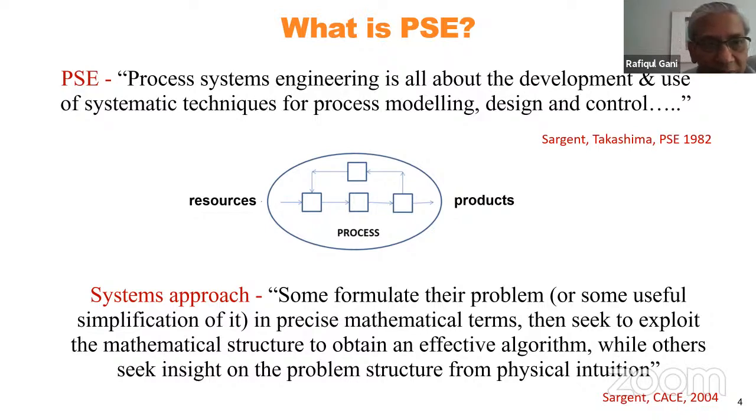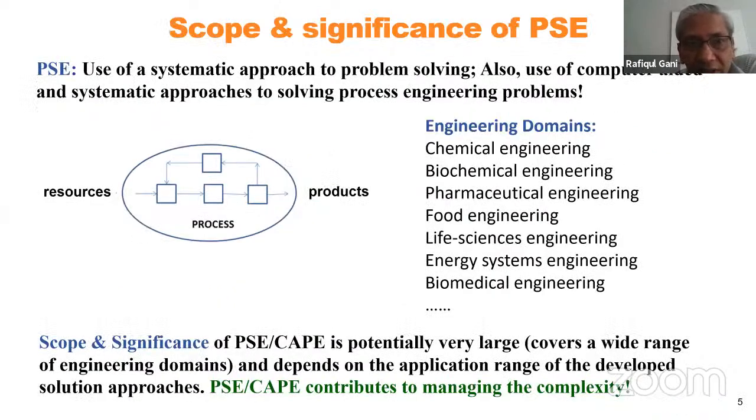Also, we can say that PSE is the use of a systematic approach to problem solution, also the use of computer-aided and systematic approach to solving process engineering problems. What we see is that the scope and significance of PSE or CAPE, computer-aided process engineering, is potentially very large because we can solve problems not only in the chemical and biochemical engineering domain, but also pharmaceutical, food, life science, energy, biomedical, and many more. What we are doing is contributing to managing the complexity with problem solution.